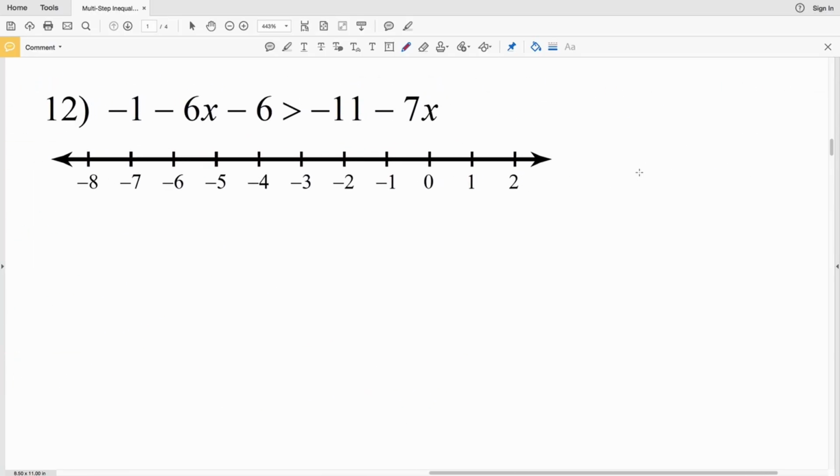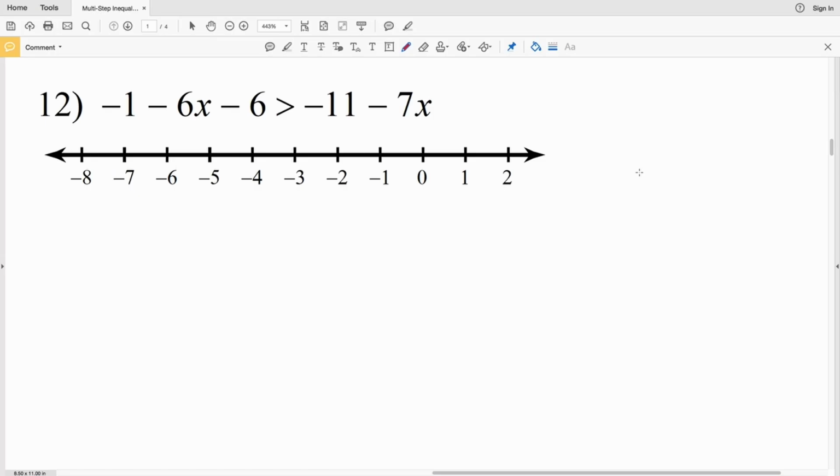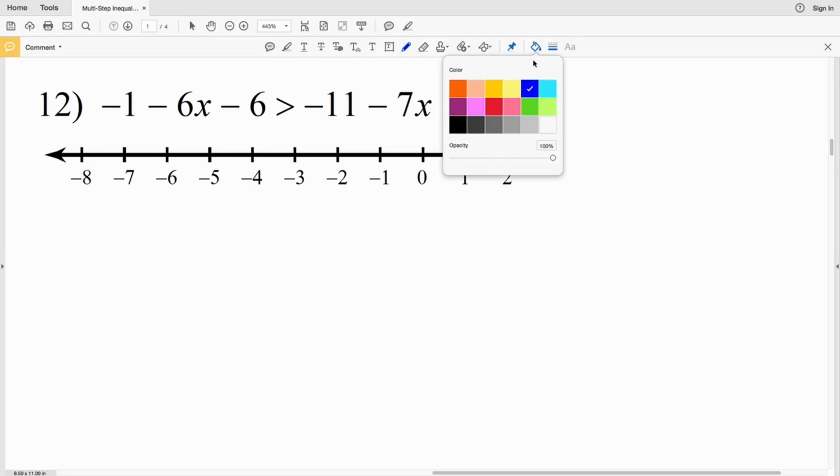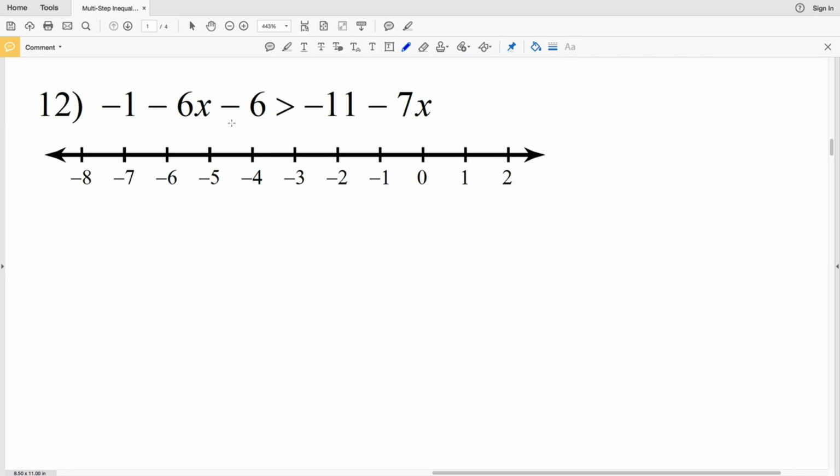Number 12, negative 1 minus 6x minus 6 is greater than negative 11 minus 7x. Start by combining like terms on the left-hand side. Negative 1 minus 6 is going to be negative 7. And that's going to be added to a negative 6x, since subtracting 6x is the same as adding a negative 6x. All of that is greater than negative 11 minus 7x.